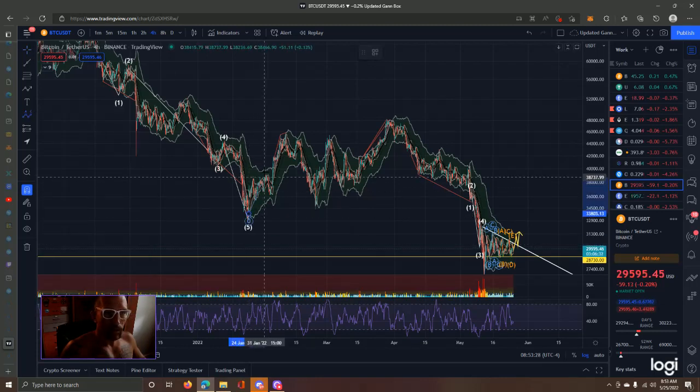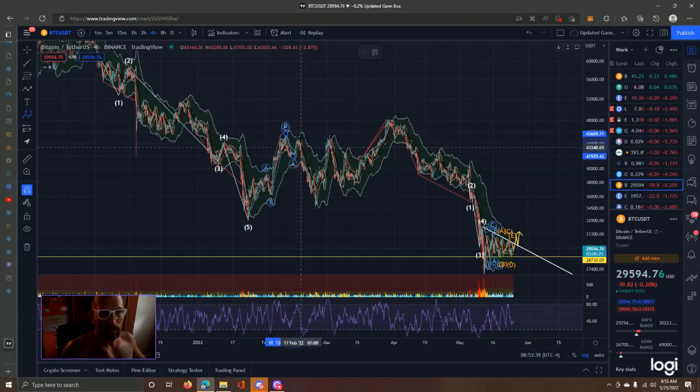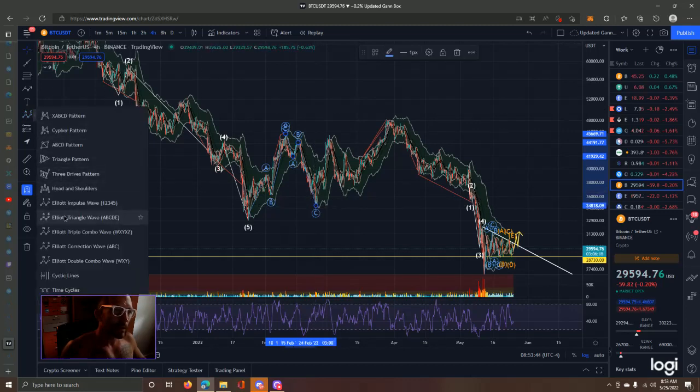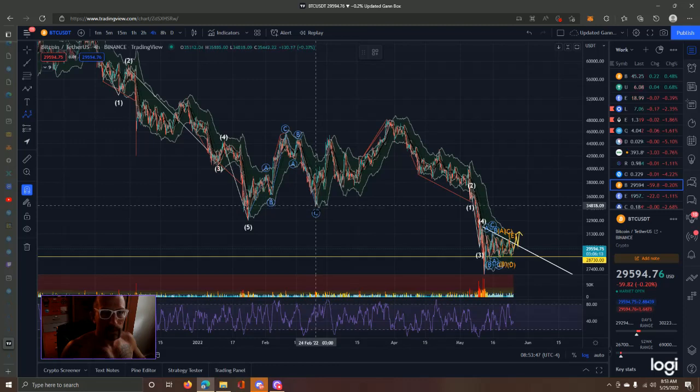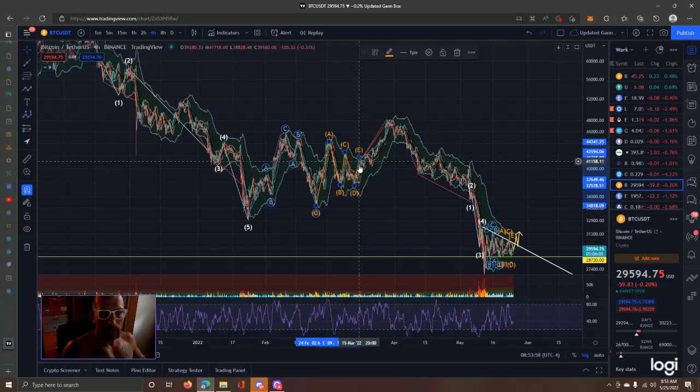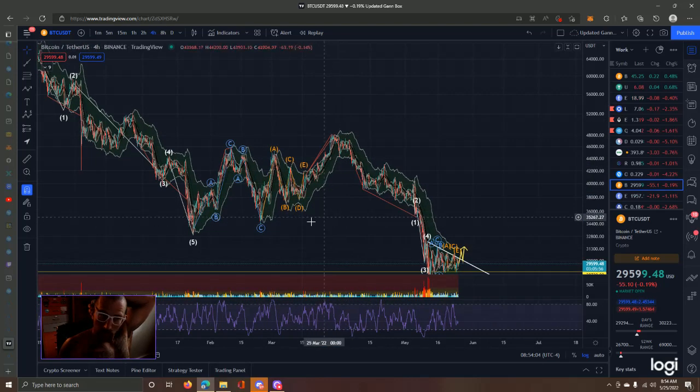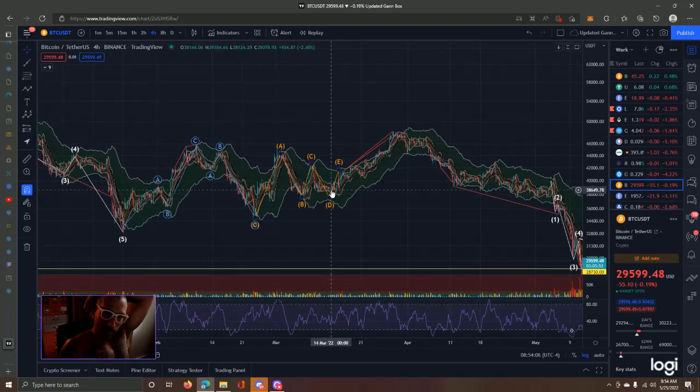Man, I wish I'd have caught all this. One, or A, B, C, A, whatever, B, A, B, C, and then A, B, C, D, E, wedges. A, B, C, D, E. Right? It wedges in. And then we had a breakout of that with an Elliott.